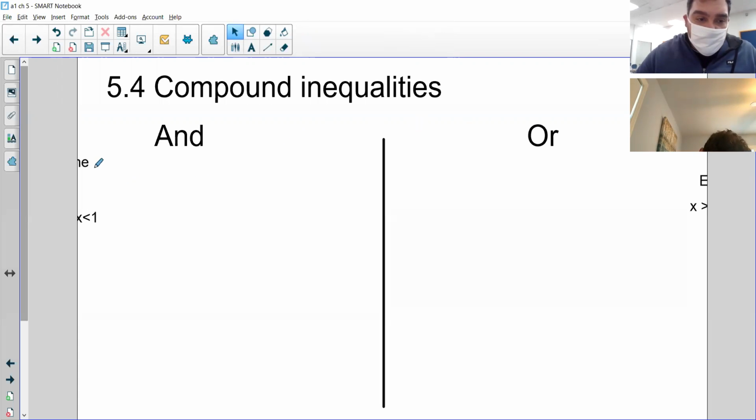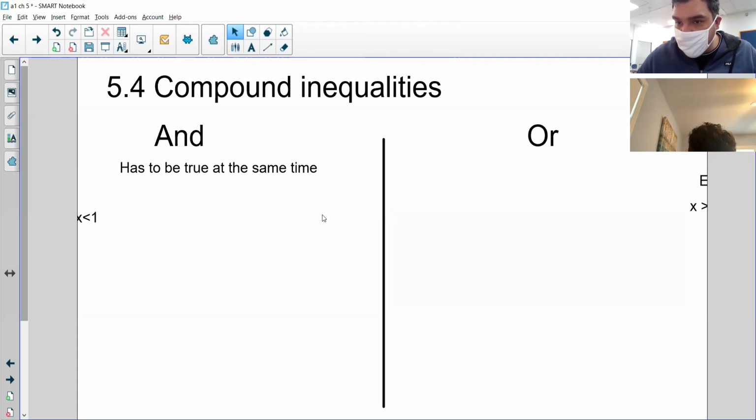Now, and statements are statements that have to be true at the same time. It has to be both true at the same time. An and statement could be like a real life scenario. It is expensive and delicious. It's both expensive and delicious at the same time. It can't be just expensive and not delicious, or just delicious and not expensive. It has to be both at the same time.